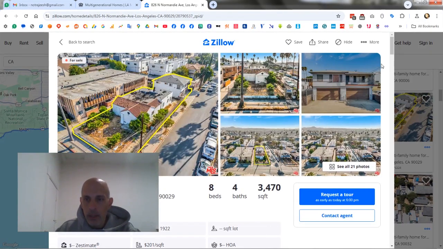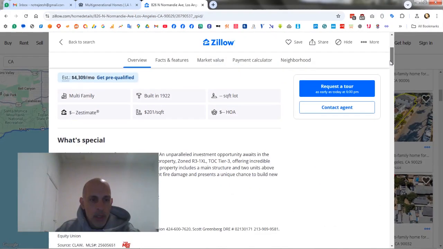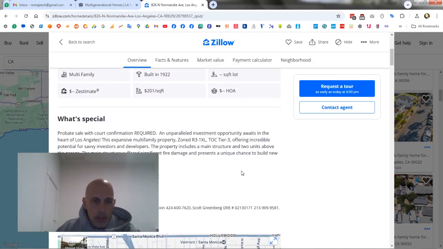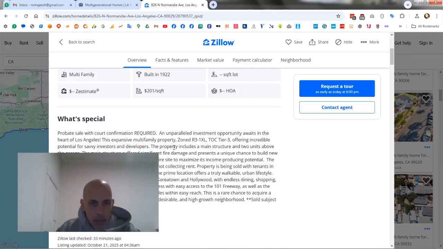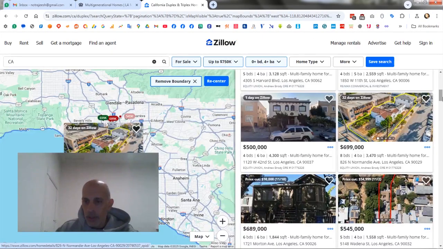This just says multifamily. It doesn't say what type. Probate sale with court confirmation required. The property includes a main structure and 2 units above the garage. So this is a 3 unit. Sold subject to non-paying tenants in place. So that means there are non-paying tenants, and the property is being sold with tenants in place. It will not be delivered vacant. So good luck with that.